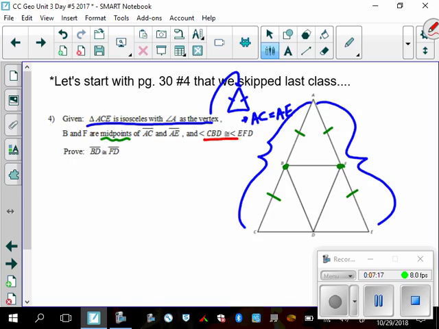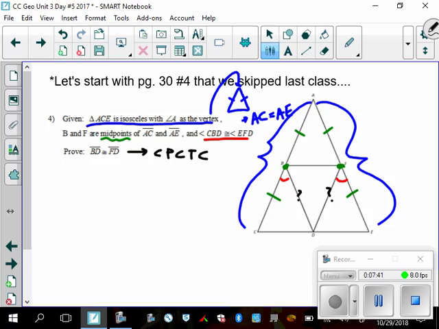They then tell me CBD equals here, and they're asking me if B to D is congruent to F to D. Okay, so just so we know when it ends like this, we know we're going to have to use CPCTC. The other way it would end is if the triangles were congruent.